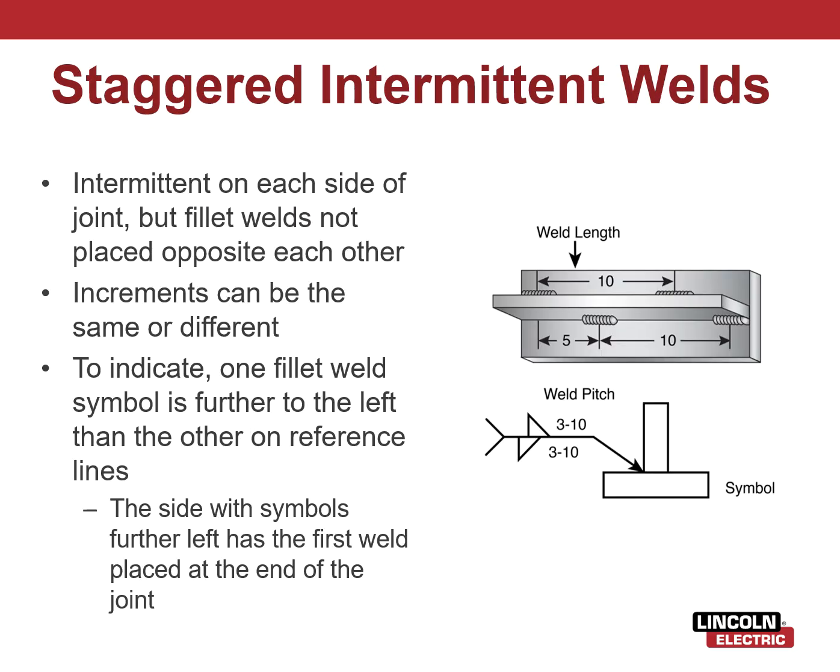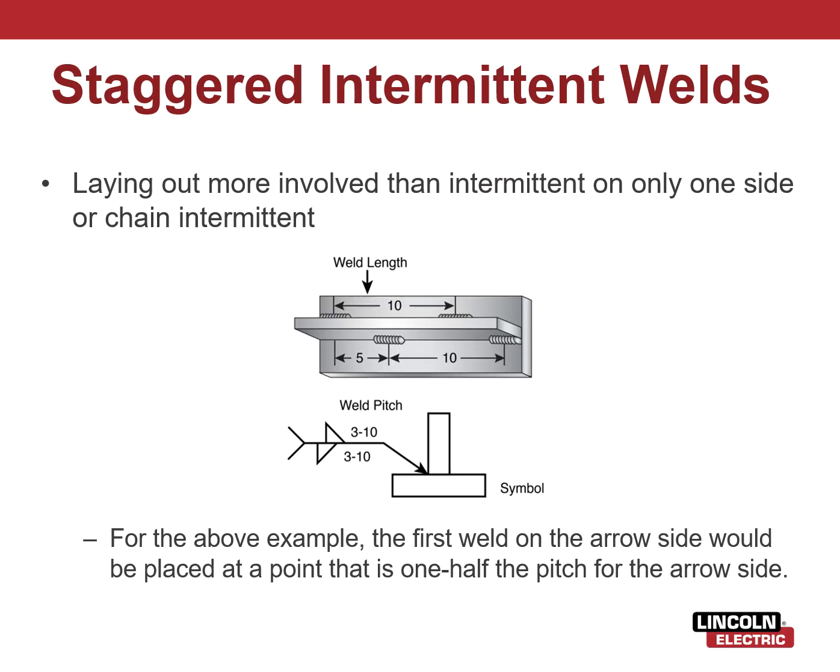And then a staggered intermittent weld is intermittent on each side of the joint, but the fillet welds are not placed opposite. Okay, so they're offset. All right, so it looks the same, just, again, offset on the reference line. So it's easy to remember that they should be offset on the plate.